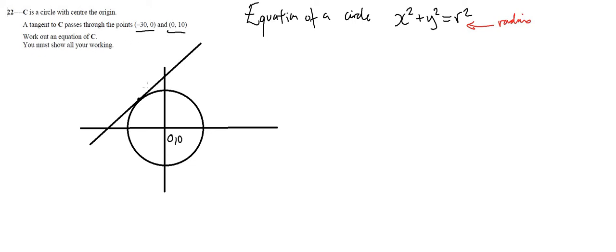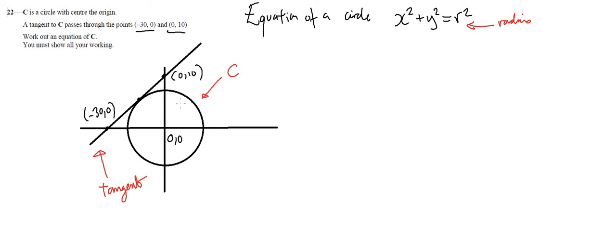Right, and it tells us that this tangent, so let's label this correctly. So let's say that basically here's our circle, that's what C is, and this is our tangent. Okay, so now we're told that our tangent passes through minus 30, 0, so y is 0, so this must be minus 30, 0, and it passes through 0, 10. That means x is 0, so that is 0, 10.